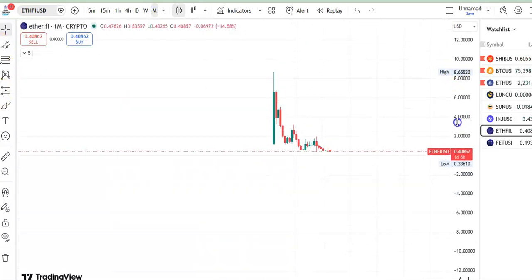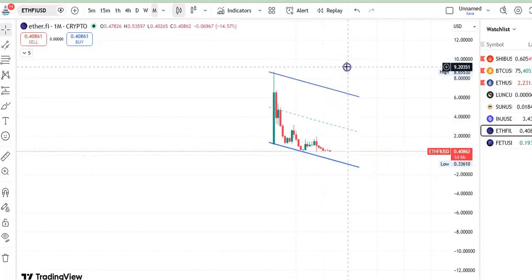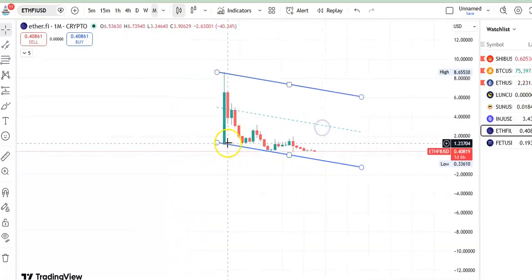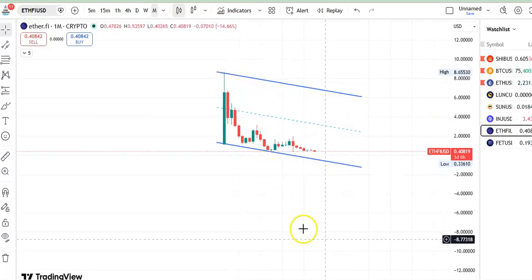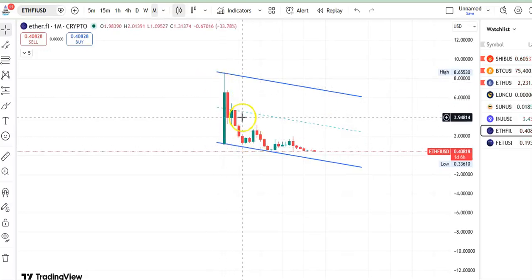Okay, so you can see this is the support trend line, and this is the resistance trend line. So within this channel pattern only the candles are moving. Previously you can see the candle started from support, went to resistance, and then continuously the fall is happening. So if you draw the trend line, you can see that candles are falling in this channel pattern.